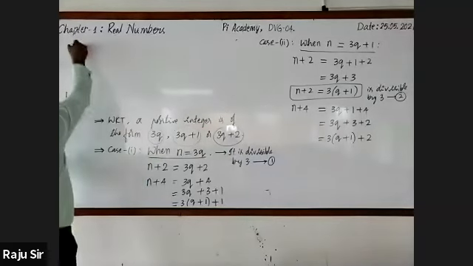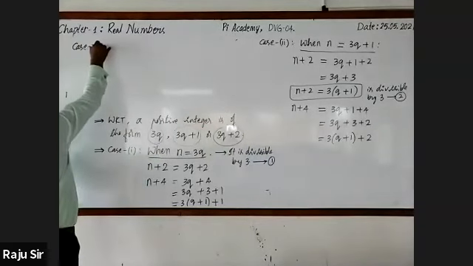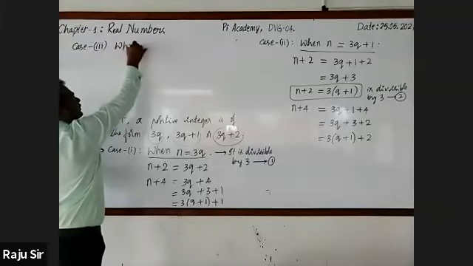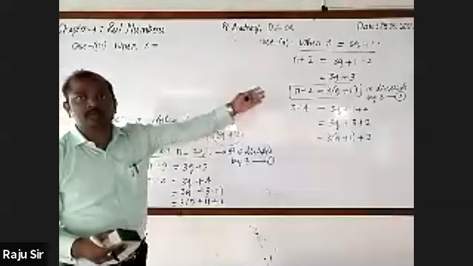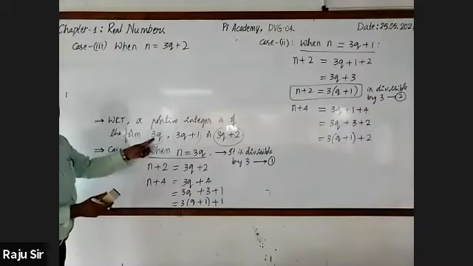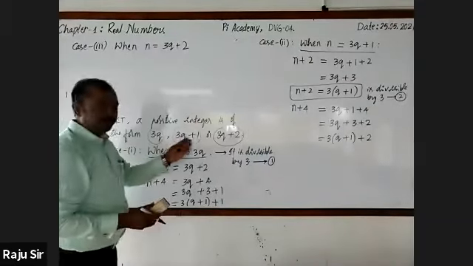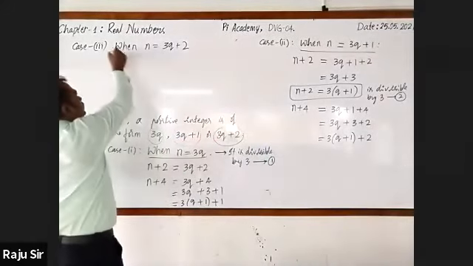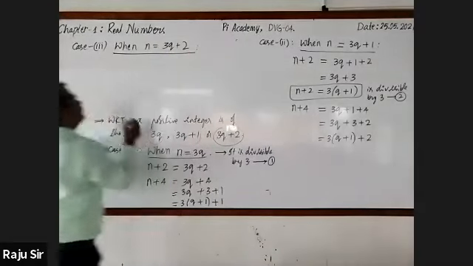Case 3. What is that? When n equal to 3q plus 2. Right. We have taken 3q, 3q plus 1 is also over. Now we are taking 3q plus 2.